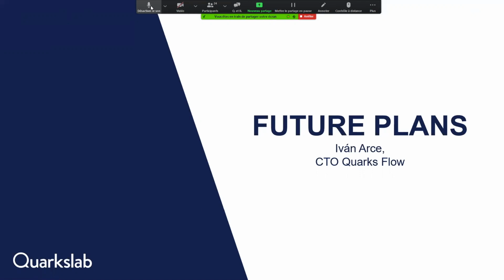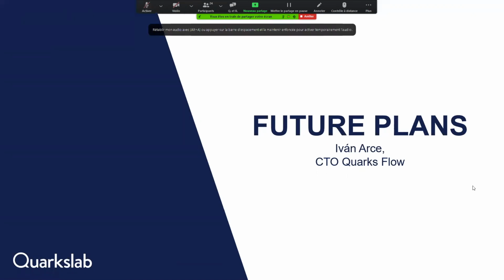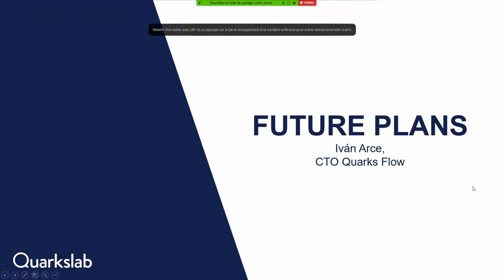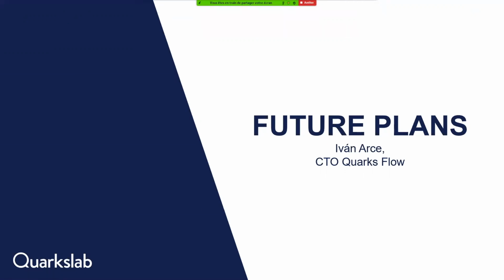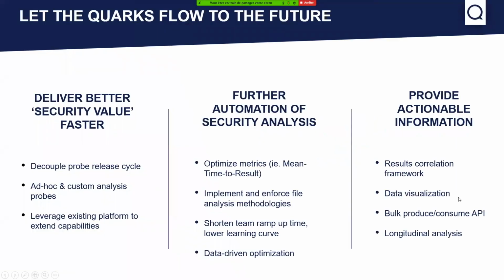But okay, so I will talk just 5 minutes about the future plans for the product. You have seen what we're working on, and the vision that we have for the product in the future. We are working on this vision in three categories, or three types of things.